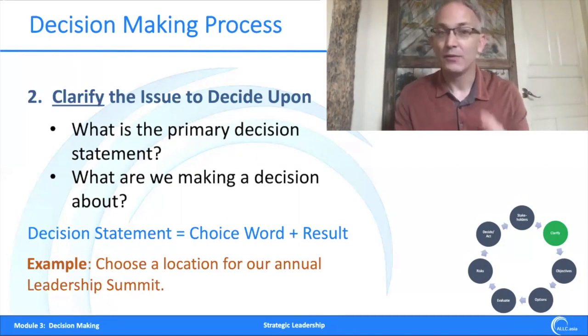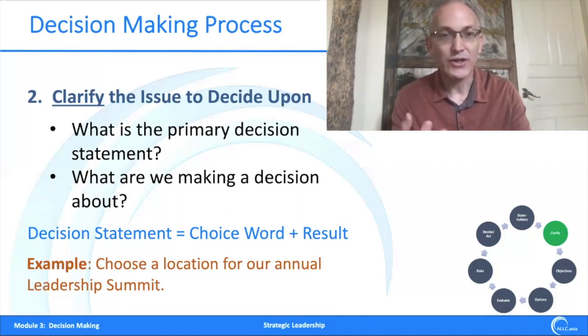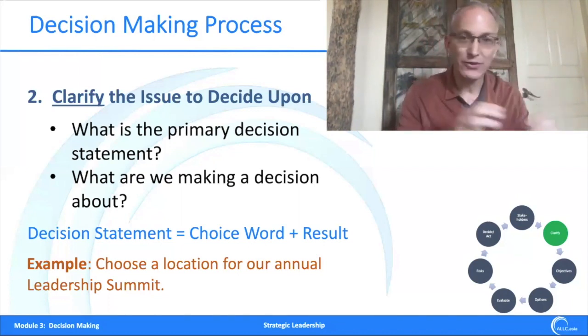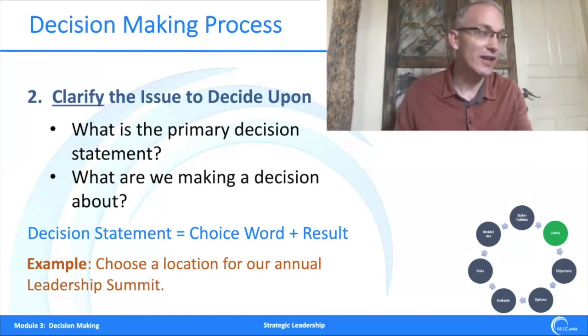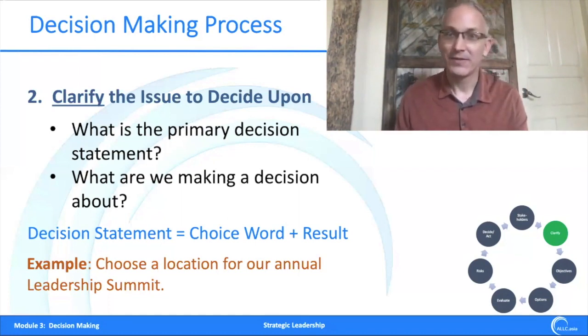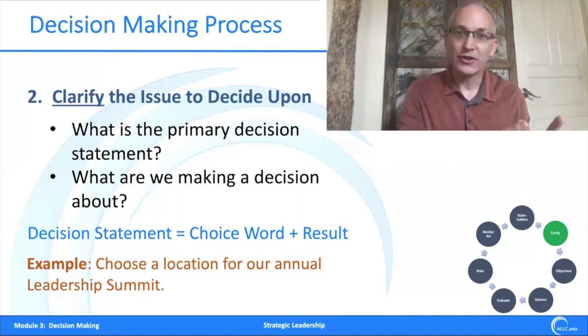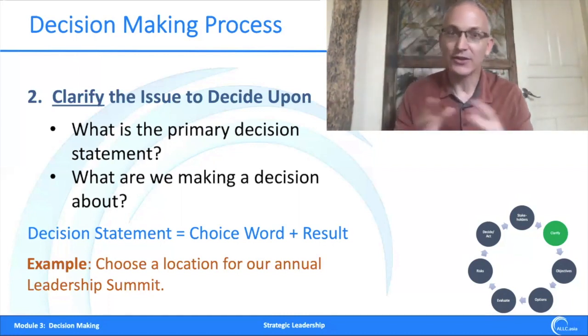A decision statement is very simple, but also allows us to be very focused and clear on why we're together. Basically, a decision statement just includes what is called a choice word and a result, a very short sentence that includes a choice word and a result. What's a choice word? It just means a word, a verb like choose. A choice word like choose or select, right? Or decide. What's your choice word and what's the result that you're looking for in the decision?